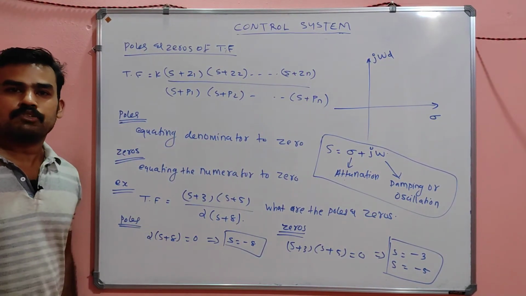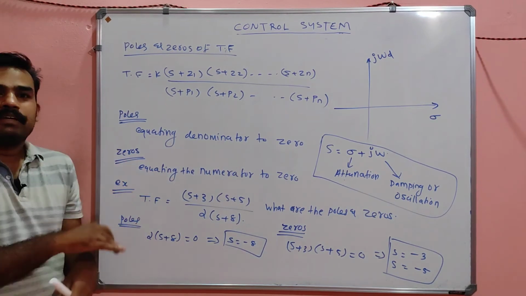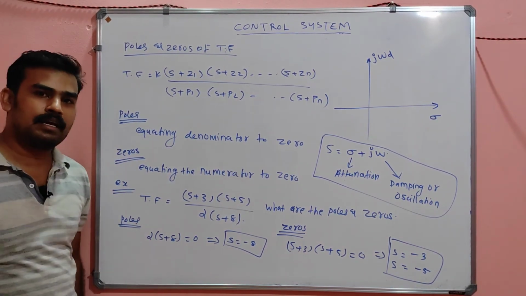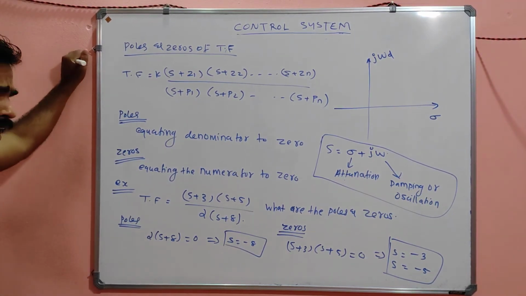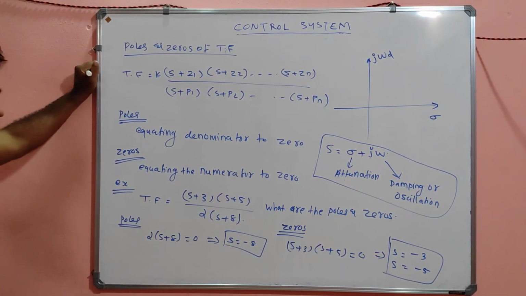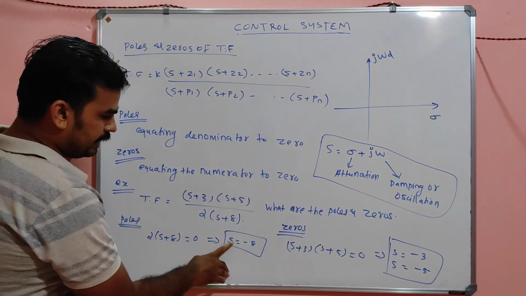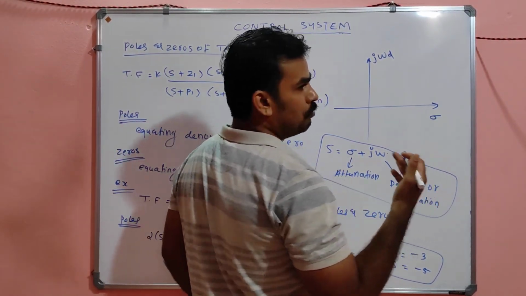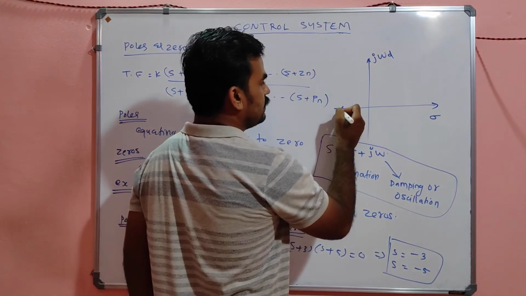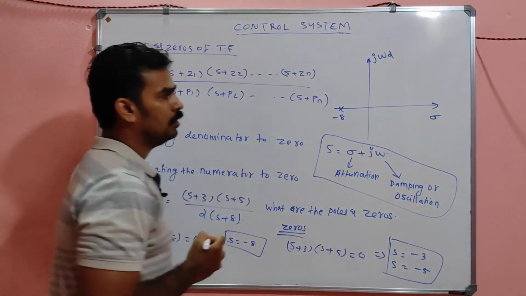For your Laplace transform now, S is equal to what? What is the meaning of S? It is equal to sigma plus j omega. So, if you have these poles, see, poles is equal to what? S is equal to minus 8 is a pole means, it is minus 8 is here. So, here is minus 8, a pole.